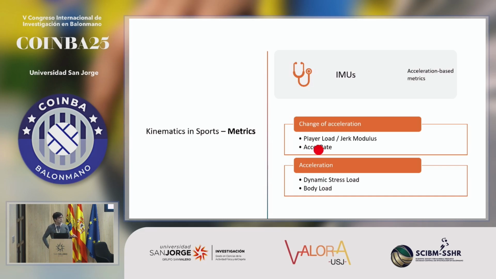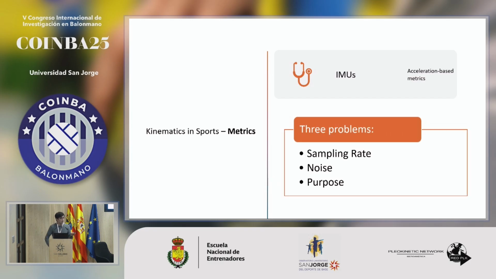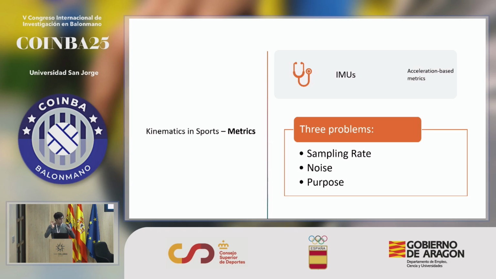And there is the accelerate, that was proposed as an alternative to player load. Then we have the group of metrics that base themselves on accelerations only, and that is the dynamic stress load and the body load. There are mainly three problems with these metrics. First, the sampling rate, then the noise, then the purpose.